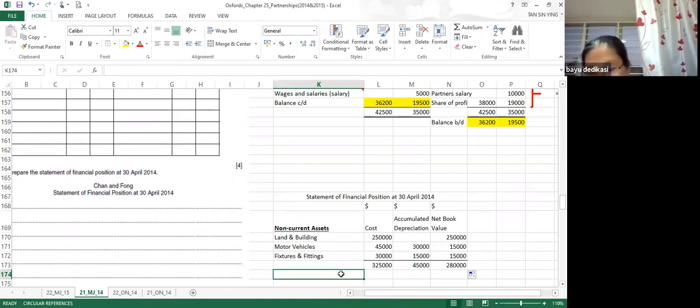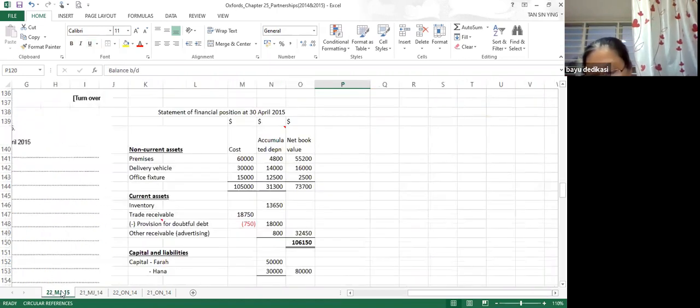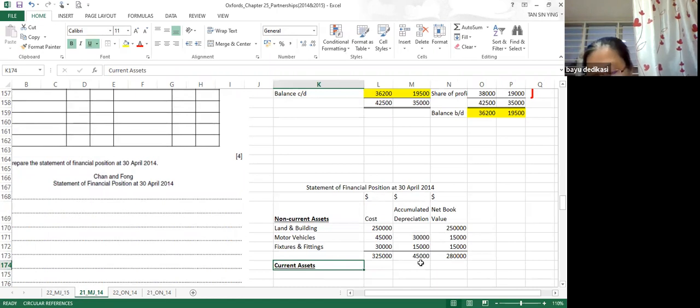Okay, current asset. What are the items in the current asset? If you can't remember, go back to the first question. Normally, what are the items? Inventory, trade receivable, provision for doubtful debt, other receivable.